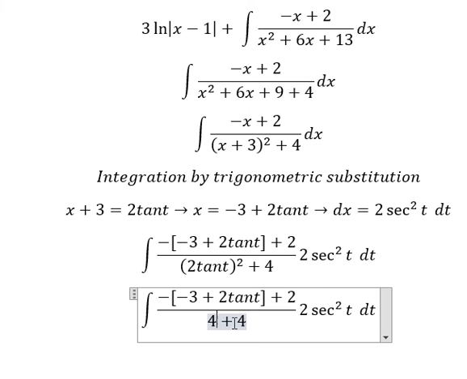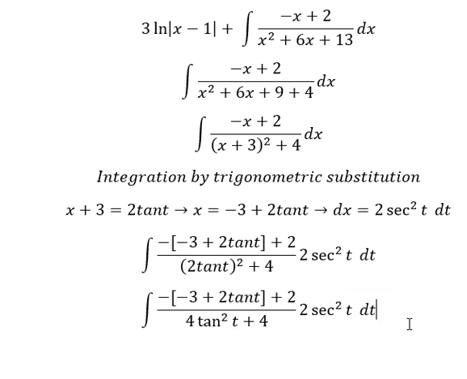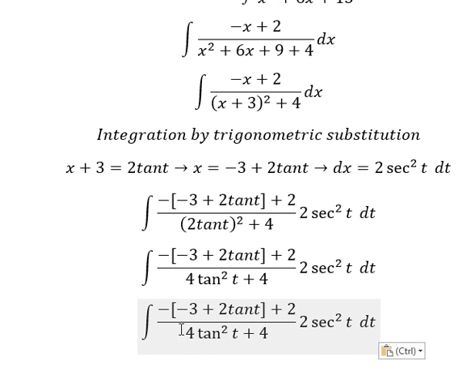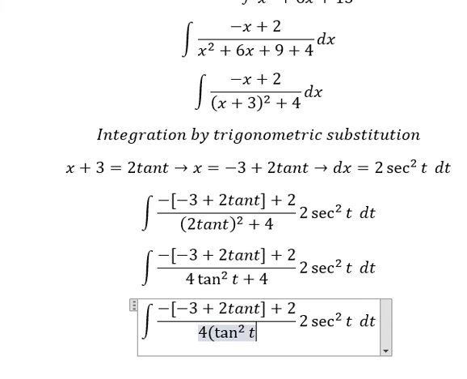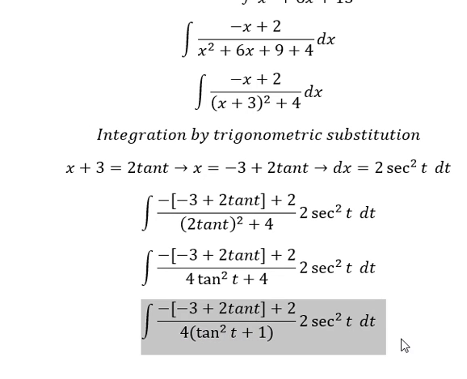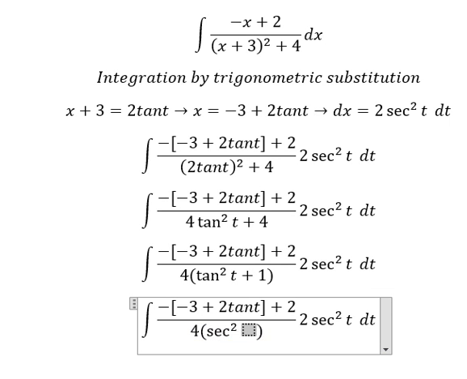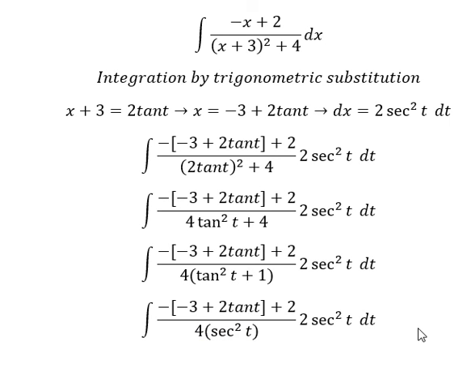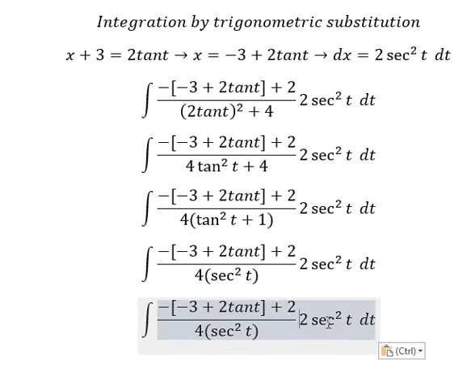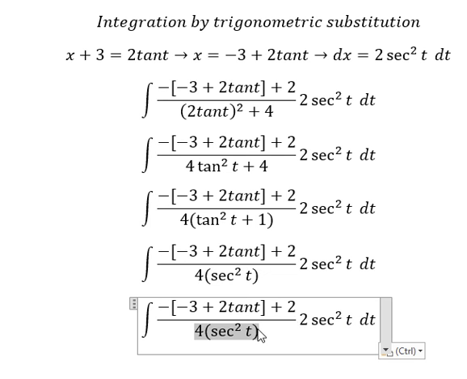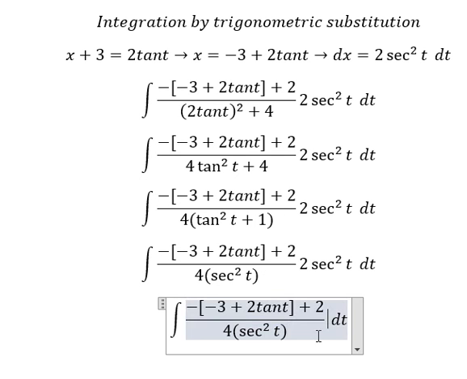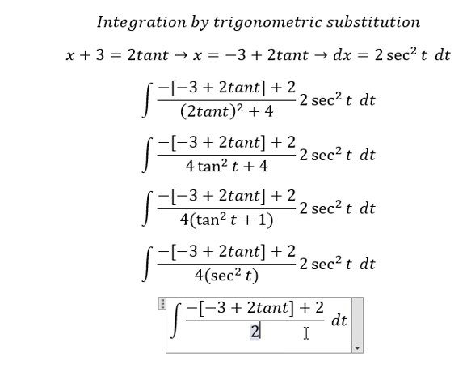This one we have 4 tan t squared. For 4 we can do factorization. So this one is secant of t squared. And now we need to simplify this one, divide by this one. So we have 1 over 2. Now the negative will change the sign of this one.